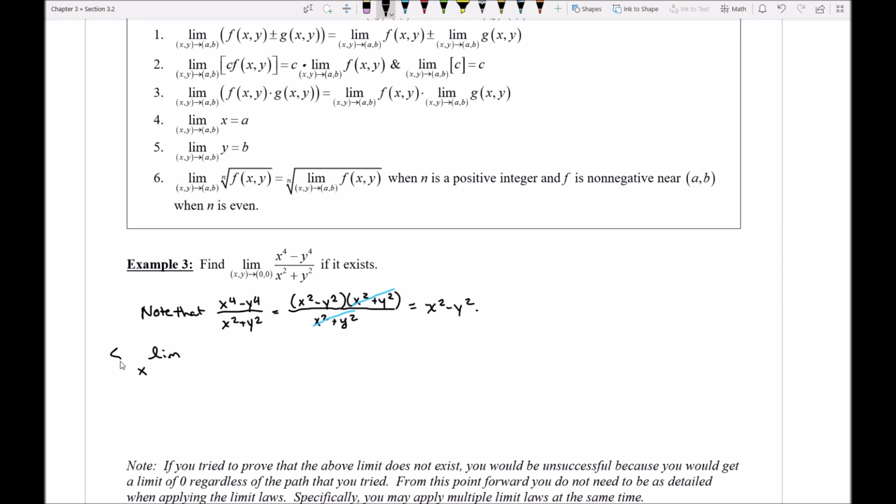So the limit as x comma y approaches 0, 0 is going to be, I should write my function down here first, but that's going to be equal to a limit of really just x squared minus y squared. Right? We can see that we've just replaced that function there.